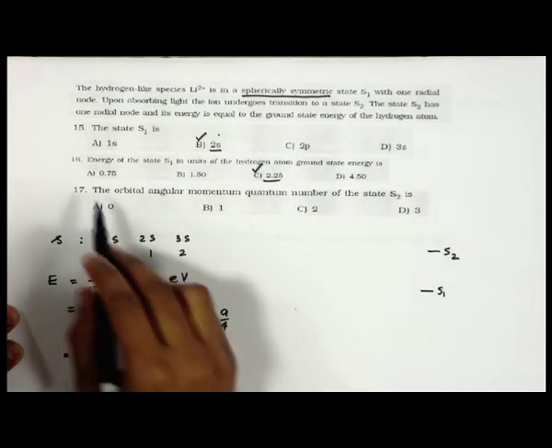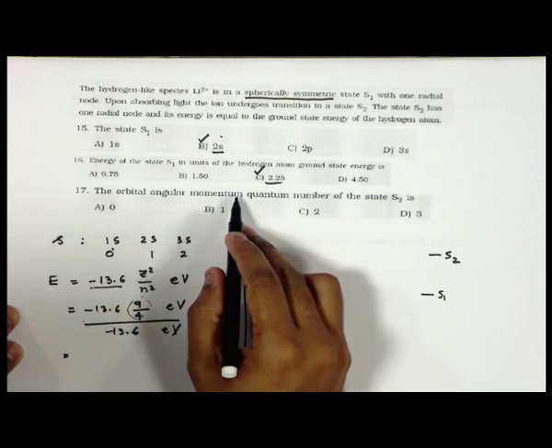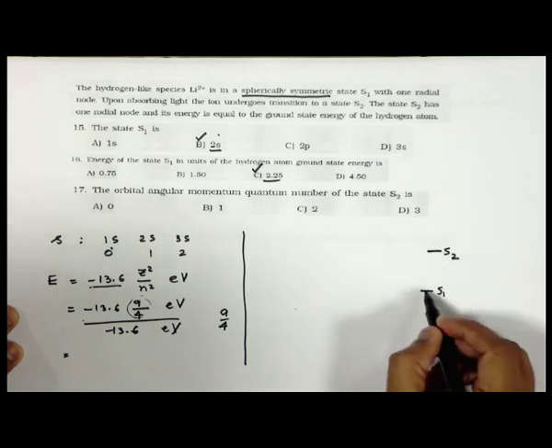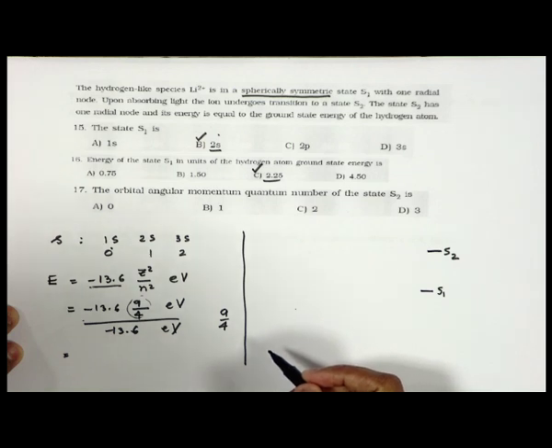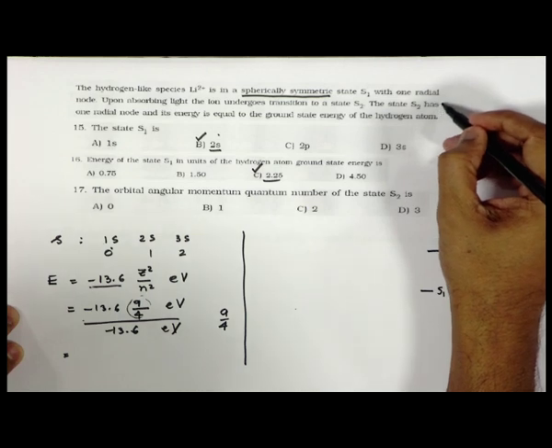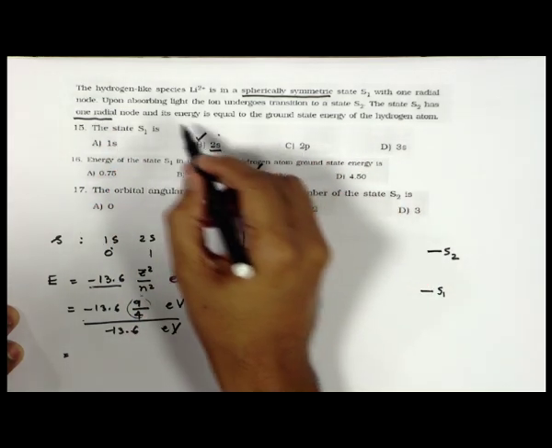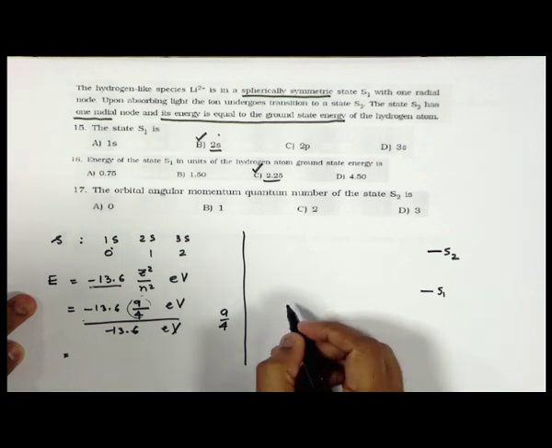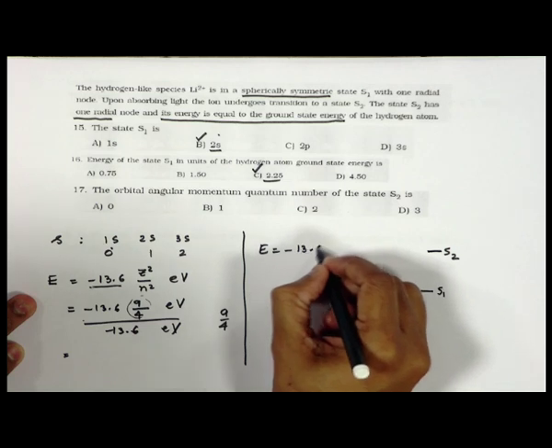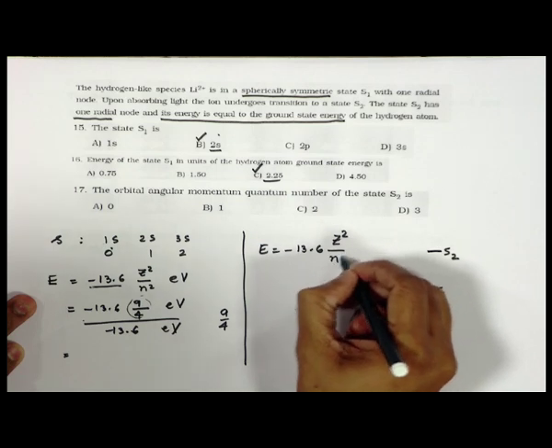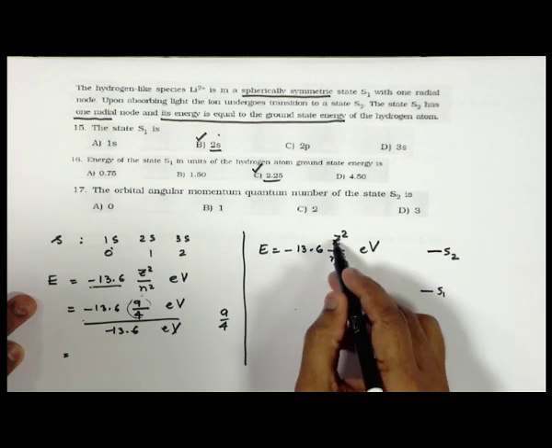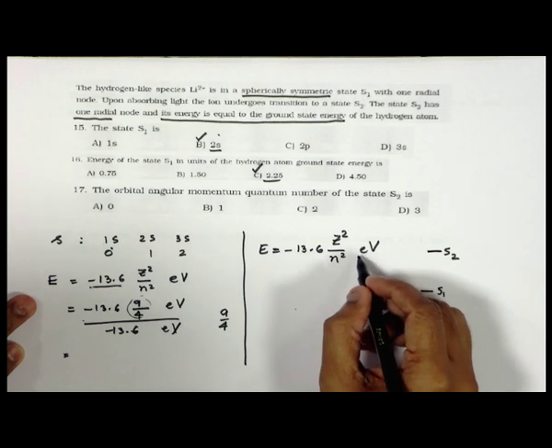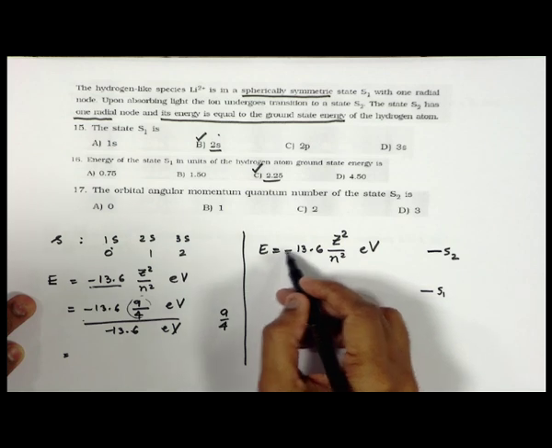This is the answer. The third question asks for the orbital angular momentum quantum number of the state S2. So, we need to find the identity of the S2 state. What do I know about S2? S2 has one radial node, that is one piece of information. The other is that its energy is equal to the hydrogen ground state energy. If I want to find the energy of S2, the energy is again minus 13.6 Z square by n square in units of electron volt. Z is 3 for lithium 2 plus, so this quantity is 9, and this energy for S2 is equivalent to the energy of hydrogen atom ground state, which is 13.6.